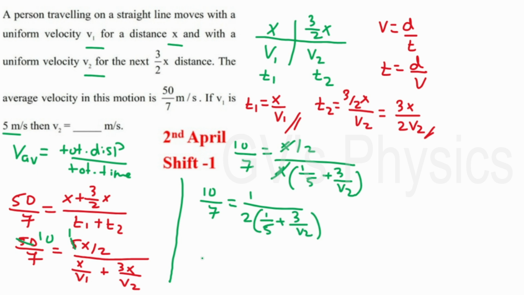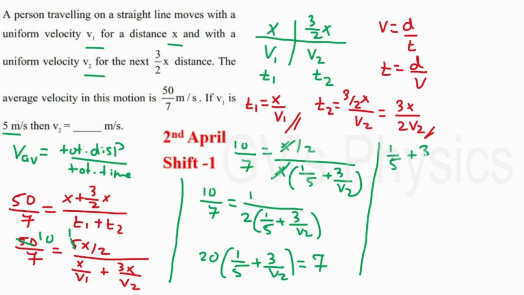So if we cross multiply, you will write it as 20 into 1 by 5 plus 3 by v2 is equal to 7. Is it okay? So now we can reform the equation so we can take 20 to the opposite side. So 1 by 5 plus 3 by v2 is equal to 7 by 20. So we can take 1 by 5 to the opposite side. So 3 by v2 is equal to 7 by 20 minus 1 by 5.